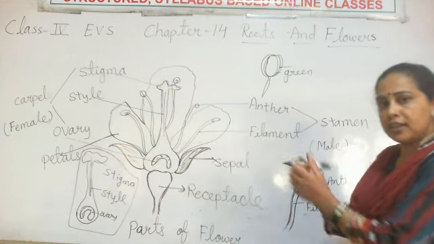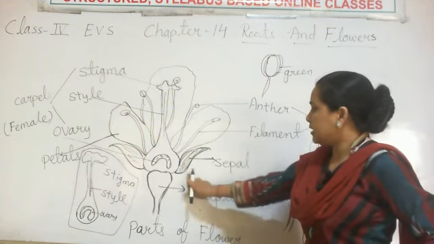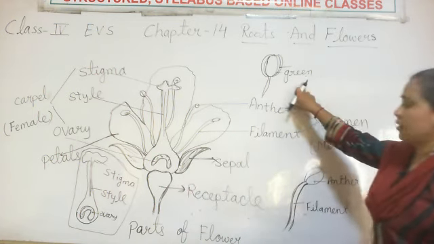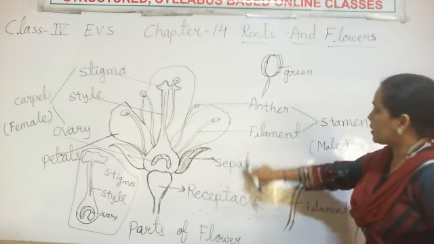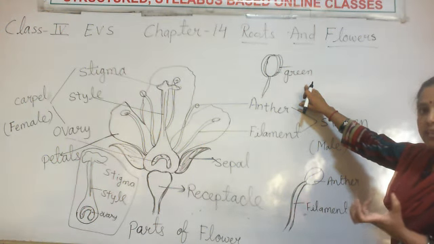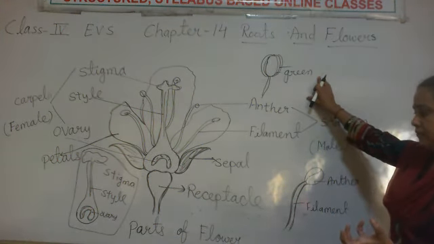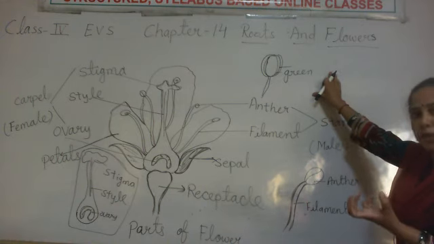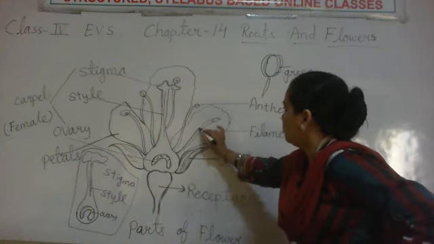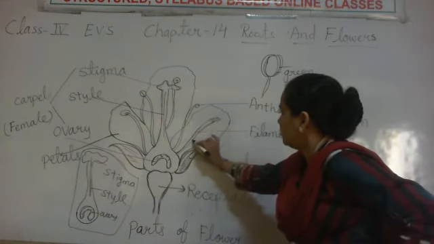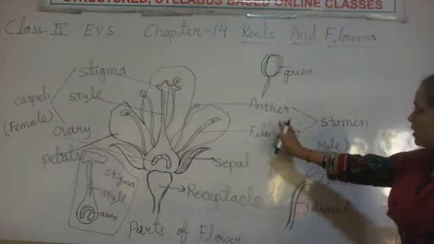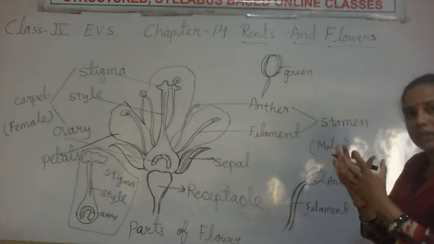It holds all the flower together. Clear? After that second part is sepal. Now if we see a bud, the sepals cover all parts of the flower when it is found in the form of bud. If we open the sepals, so we found all parts. Those are here, I already drew for you. Clear? Now, what is the work of these sepals? It gives the support or it protects the flower.